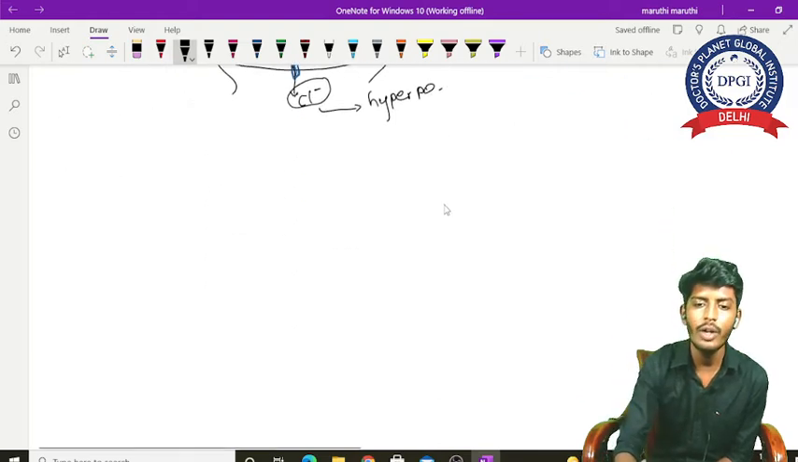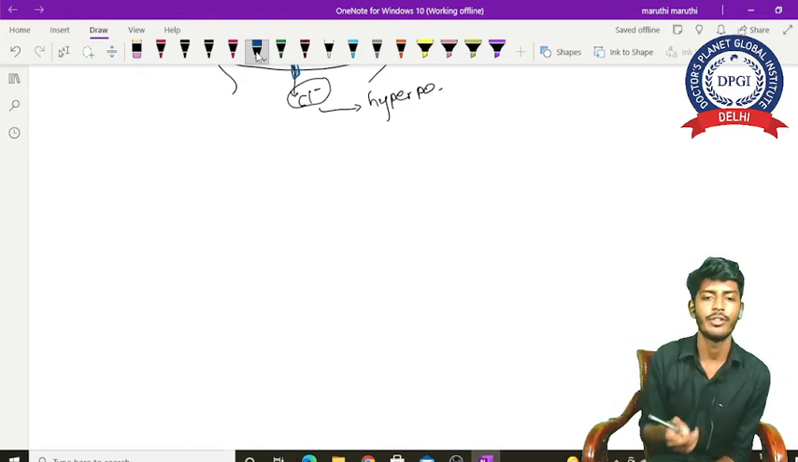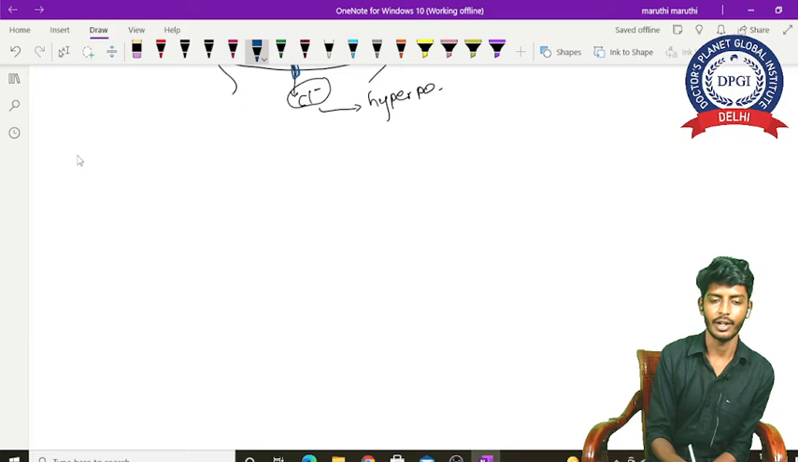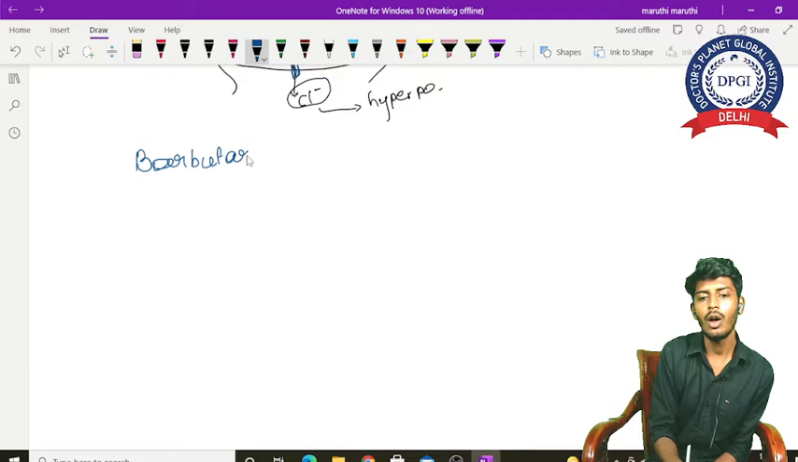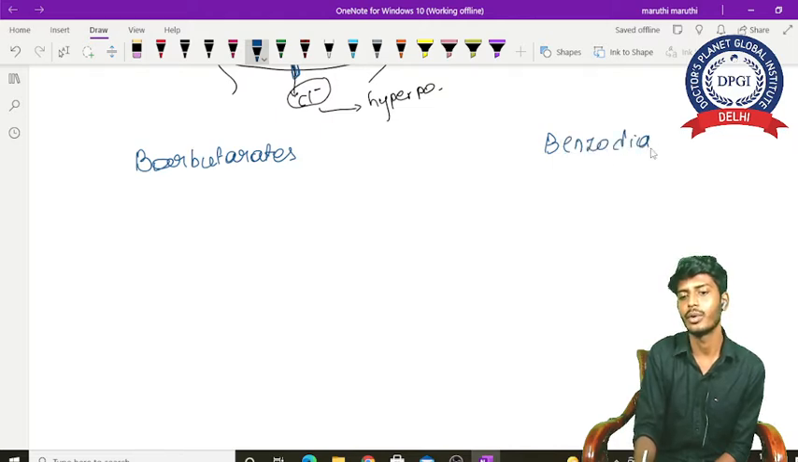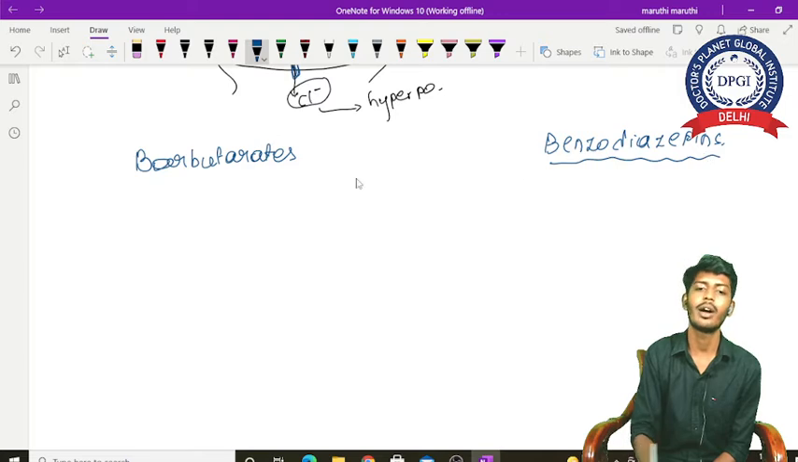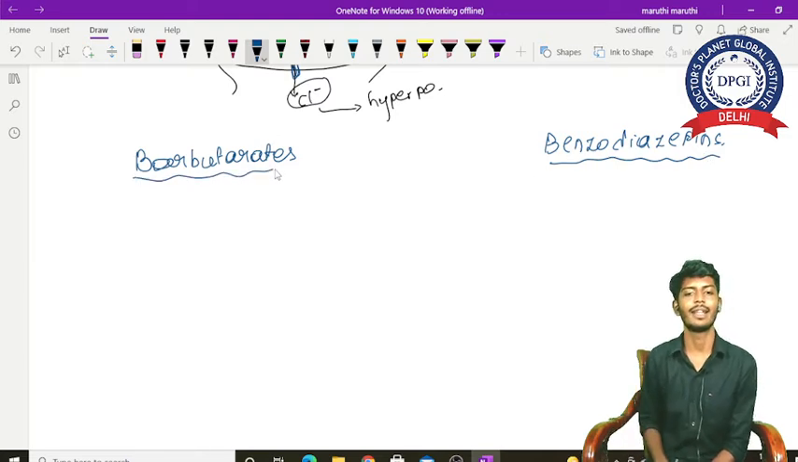Now, my dear students, I want you to understand a simple logic. There are two important groups of drugs which work as anxiolytics and hypnotics. They are the barbiturates, and along with barbiturates we have one more group of drugs called benzodiazepines. Both of them work upon the GABA pathway itself. How exactly do they work? Let's learn.